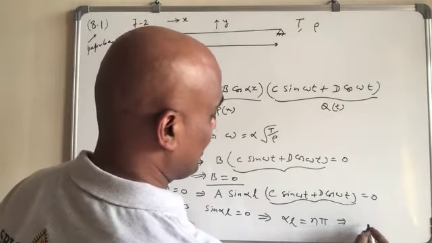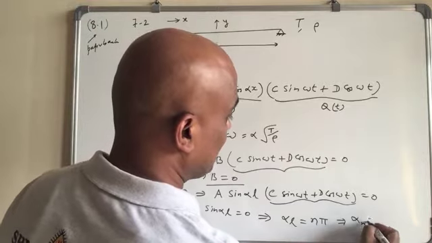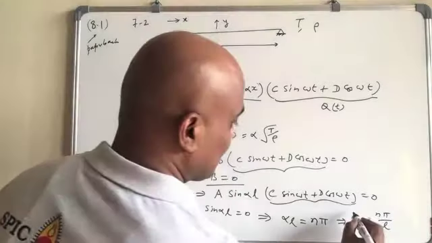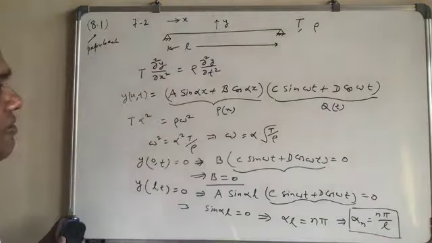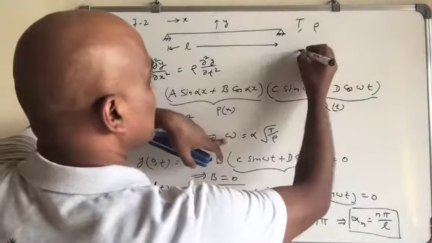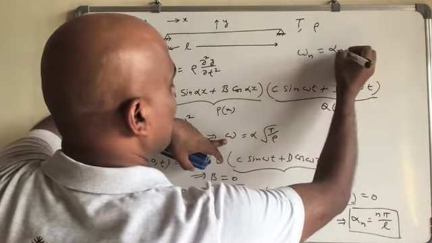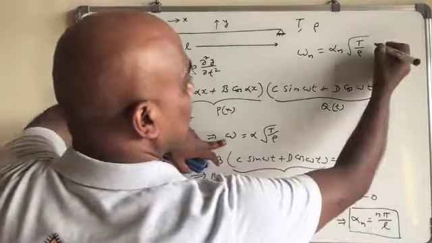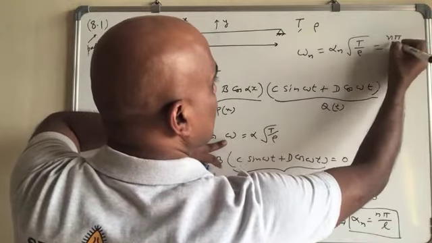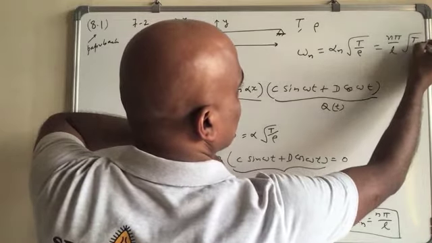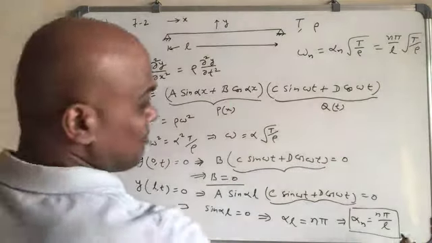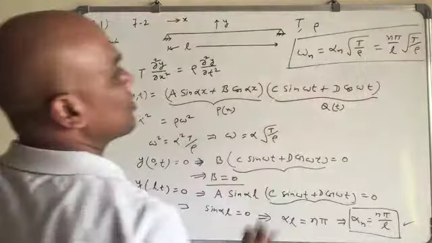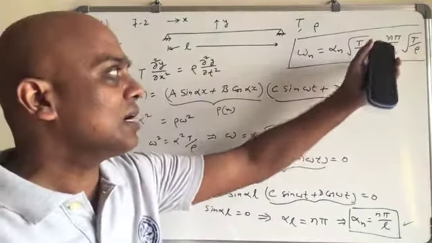So let's call alpha n equal to n pi over L. This is how we get the natural frequency: omega n is equal to alpha n root T over rho, which is n pi over L times root T over rho. So the value of alpha we get from here, and then we put it here and we get the natural frequency. This is how you find the natural frequency.